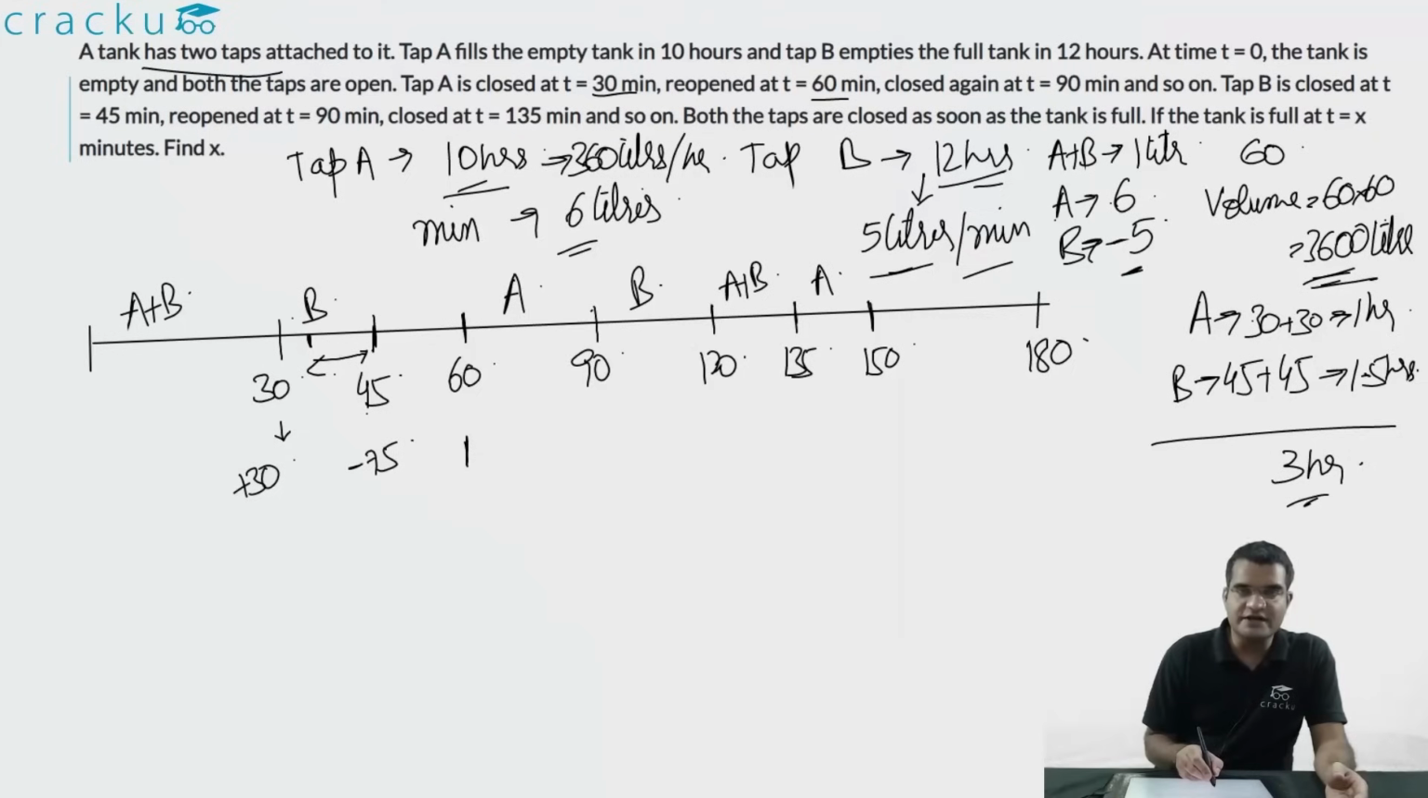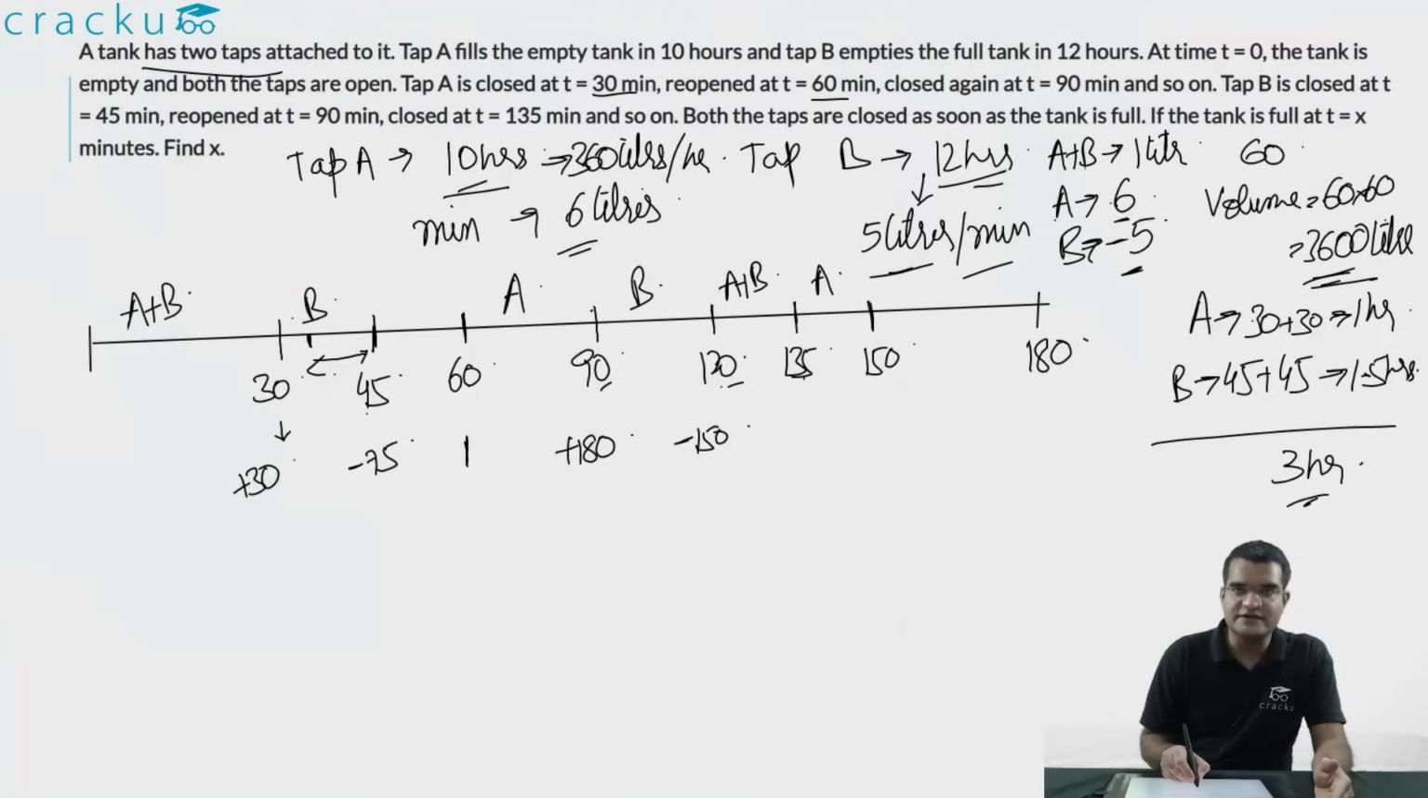From 60 to 90 minutes, where 30 minutes have passed and only A is open, the amount of water that is filled in is 6 into 30, which is plus 180. From 90 to 120, the amount of water that is emptied out of the tank by B will be 30 into minus 5, so this is minus 150.